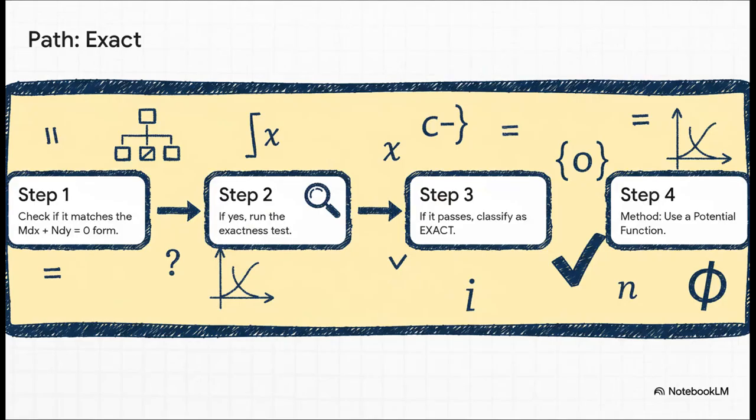So this is a two-step diagnosis. First, does it have that M dx plus N dy form? If it does, your next step is to run the exactness test. You check if the partial derivative of M with respect to y is equal to the partial of N with respect to x. If they match, then you can officially classify it as exact, and your job is to find the original potential function it came from.